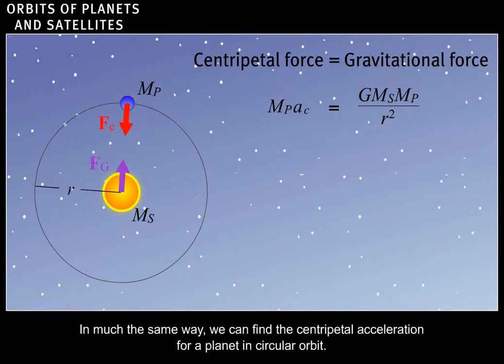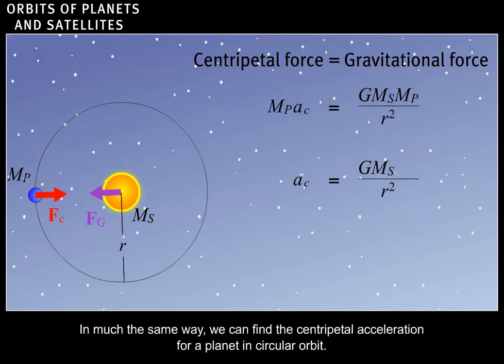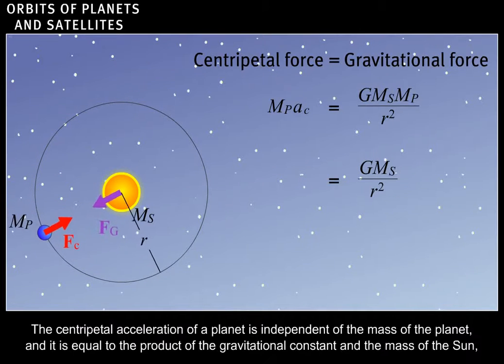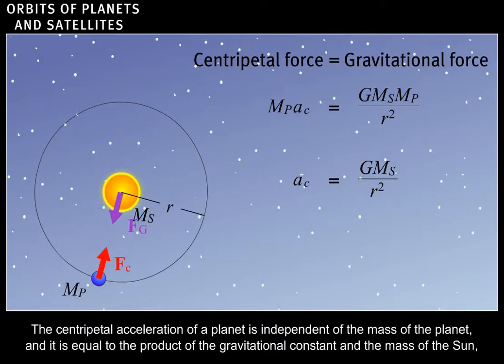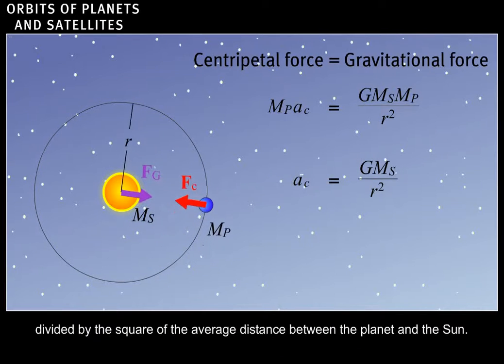In much the same way, we can find the centripetal acceleration for a planet in circular orbit. The centripetal acceleration of a planet is independent of the mass of the planet, and it is equal to the product of the gravitational constant and the mass of the Sun, divided by the square of the average distance between the planet and the Sun.